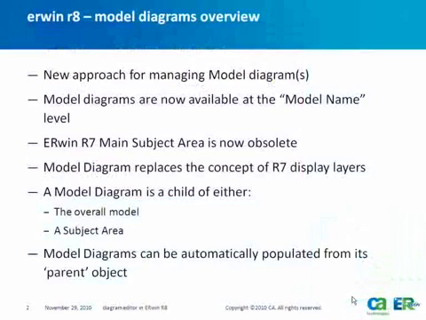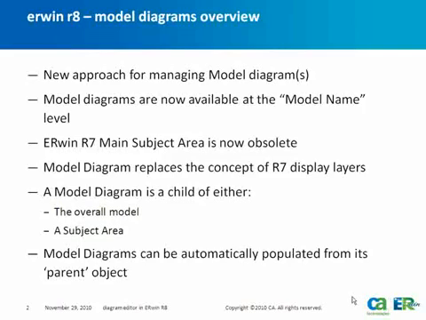The CA ERwin R8 model diagram is a new approach in the data modeling tool for ERwin. Model diagrams are now automatically available at the root level of the diagram. In other words, you can see the whole model without having to create a subject area. ERwin R7 required the main subject area, and this is now relatively obsolete. When you upgrade an ERwin R7 model to the ERwin R8 tool, the main subject area can be excluded or it can be included, and it will now become another subordinate subject area within the model.